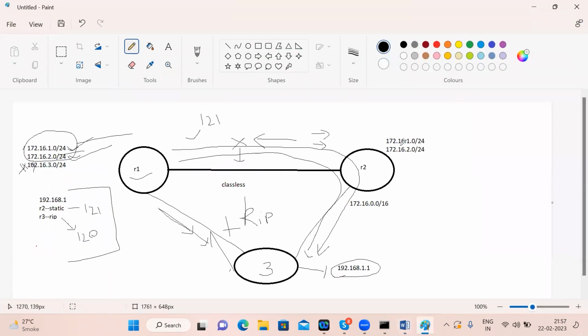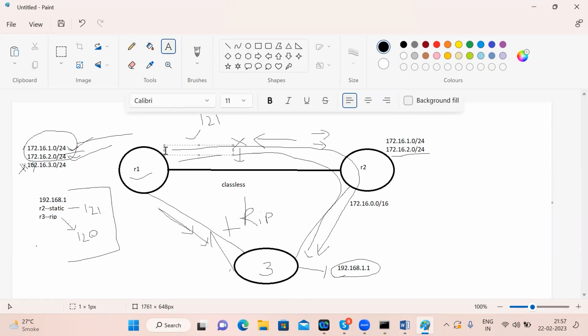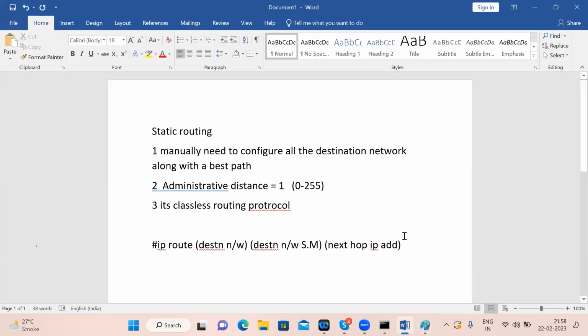Suppose you have to reach from router 1 to router 2, directly connected. On router 1 side, you have a serial interface, Serial 0/0. On router 2 side, you have Serial 0/1, it can be any, where you have plugged the cable. In this case, on router 1, what will you define? Serial 0/0 or Serial 0/1? Your own connected interface or the neighbor router's interface?